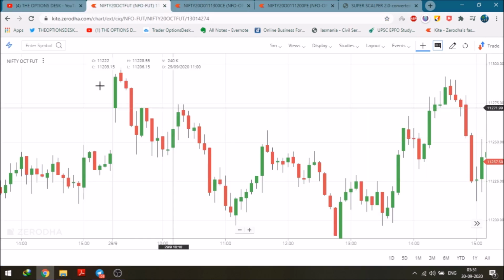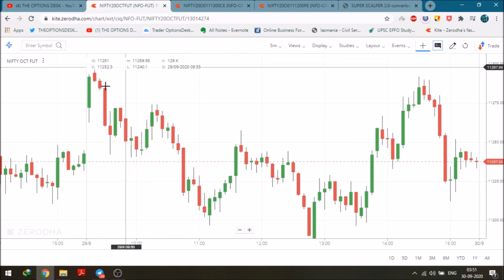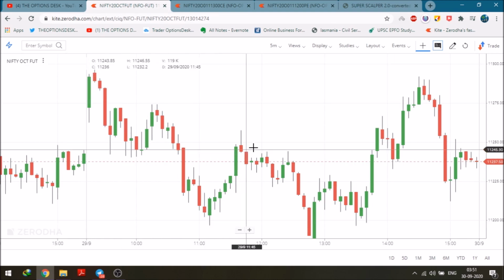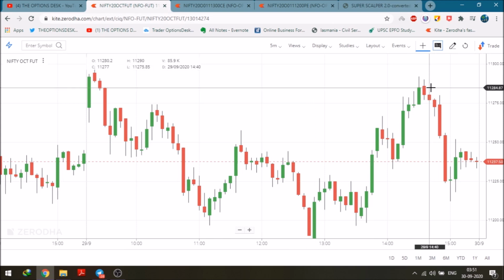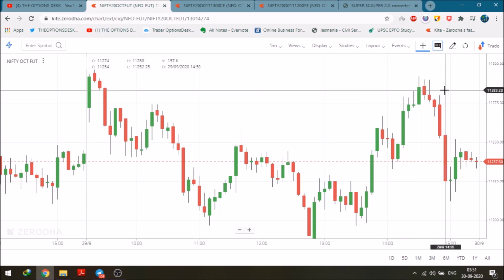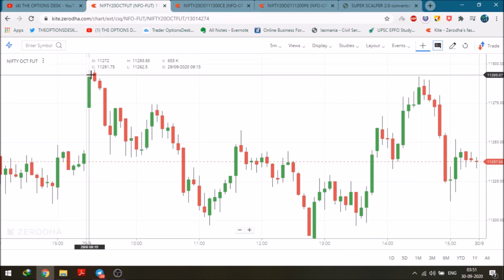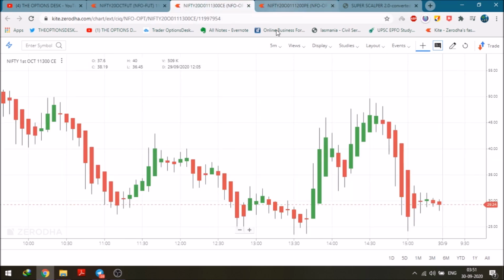Okay, so now let's see. This is the Nifty futures, and it fell down in the morning and then it retraced a bit, and then the full recovery, almost 80% of the recovery was there. So now let's start. I have added one CE and one PE. That is the only thing that I've added.